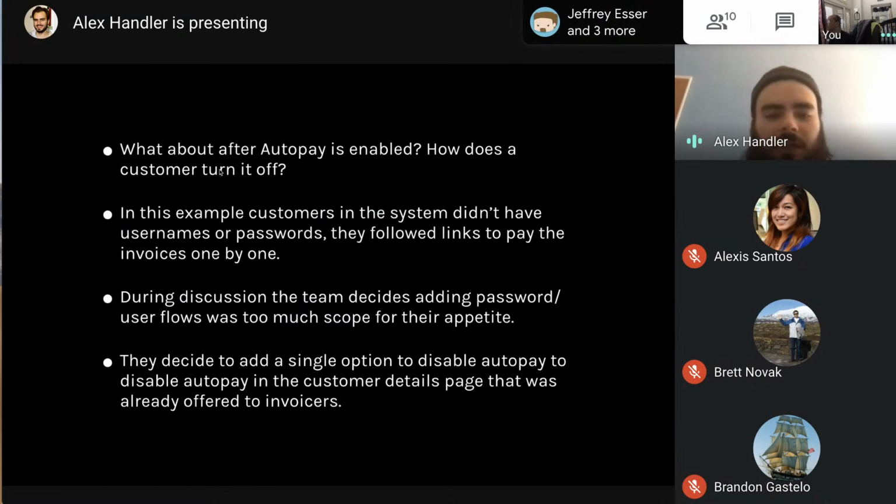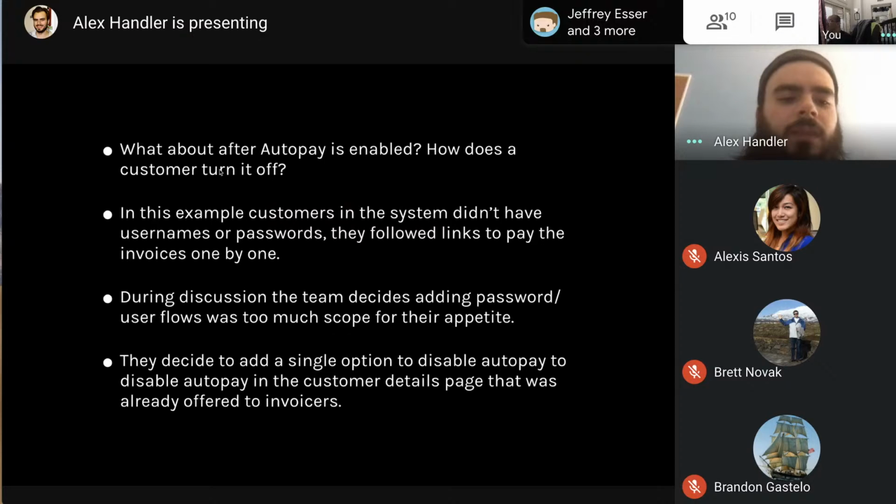But that leads to more discussion, which is sort of the point of breadboarding, which is: what about after autopay is enabled? How does the customer turn it off? So in this example that we're using, which is an example from Basecamp itself, the customers in the system didn't have usernames or passwords. Instead, I think they followed tokenized links to pay the invoices one by one.